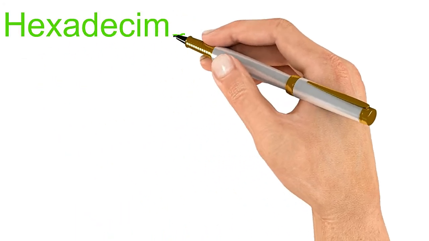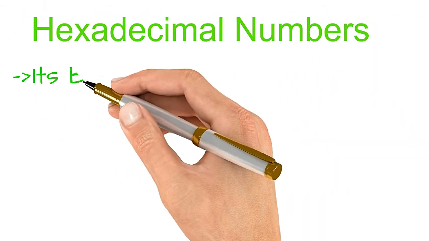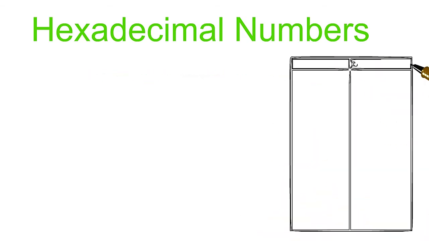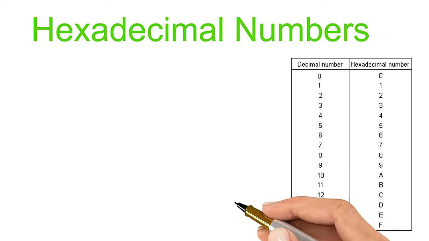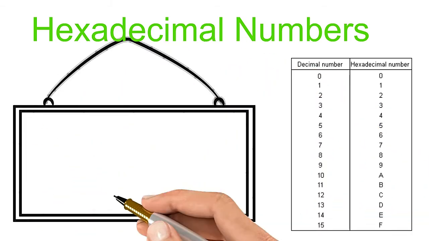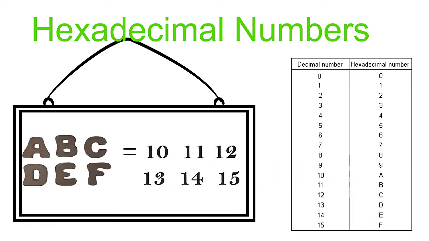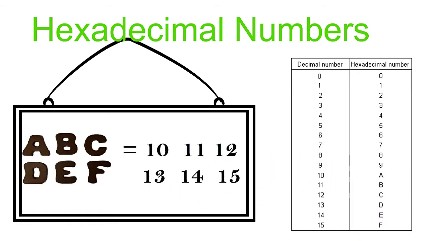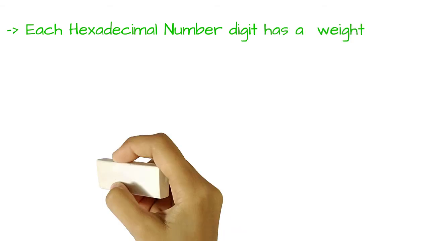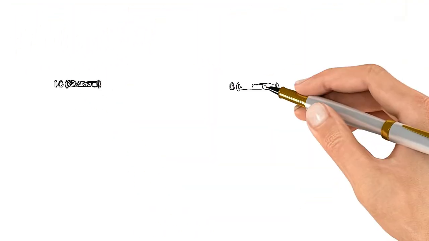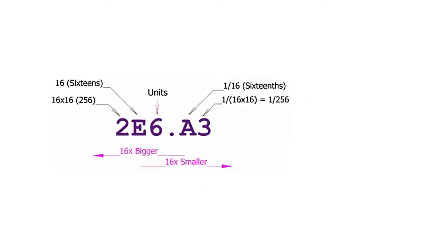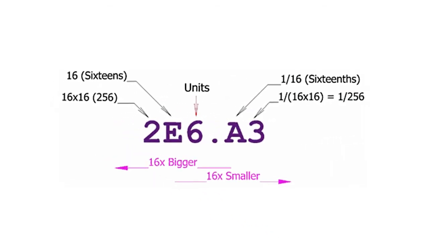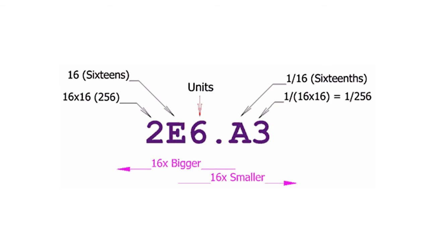Now hexadecimal numbers. This system has a base of 16. It has 16 digits, which are the numbers from 0 to 9 plus the letters A, B, C, D, E, and F, where A indicates 10, B indicates 11, C indicates 12, D indicates 13, E indicates 14, F indicates 15. Each hexadecimal number has a weight of 16, and each digit is bigger or smaller than the nearest digit by 16. So evaluating these numbers is done by breaking down these numbers into a multiple of 16s and sum their products.